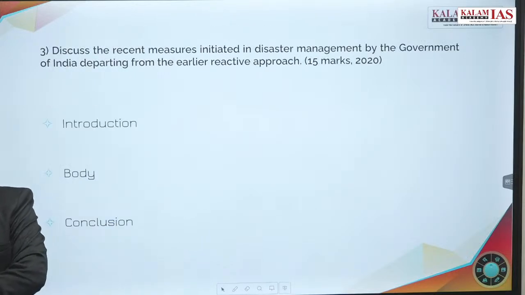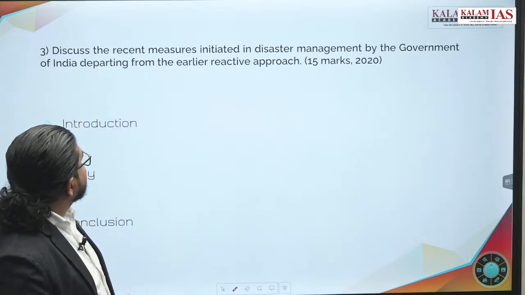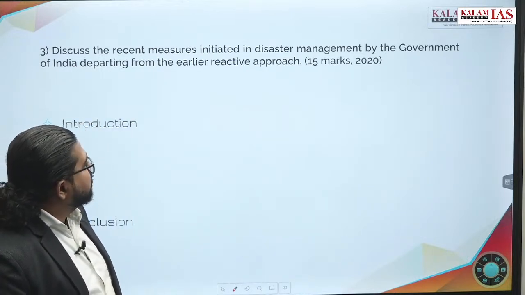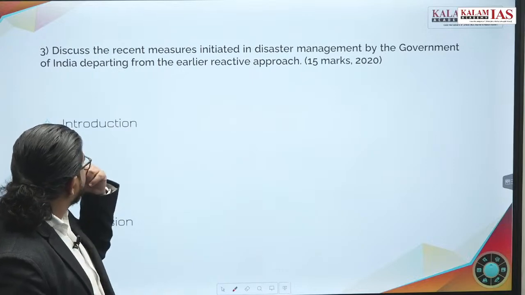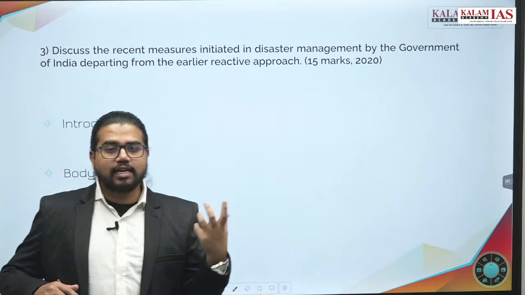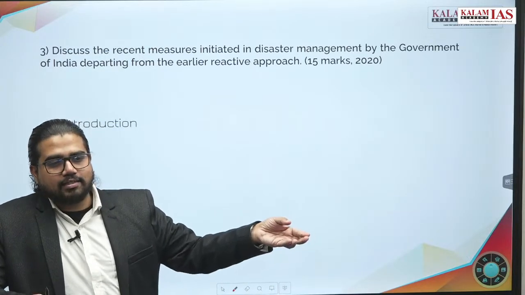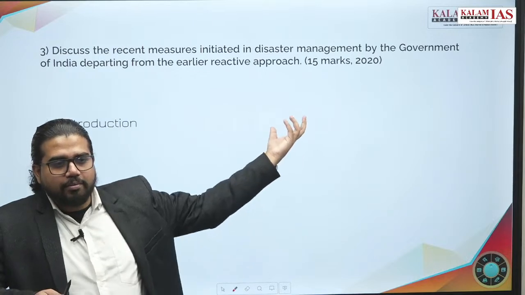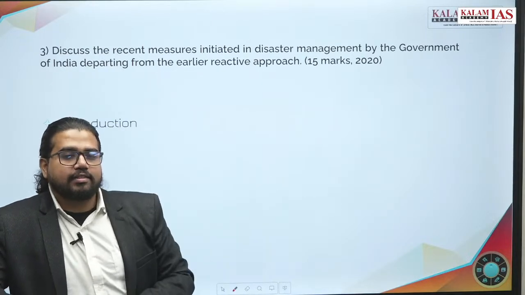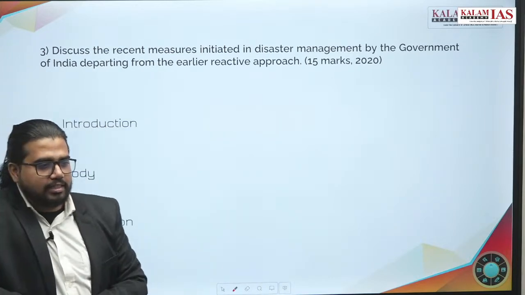So we have the third question. Discuss the recent measures initiated in disaster management by the government of India, departing from the earlier reactive approach. Here also, what is the challenge? It is a straightforward one question for 15 marks, so you need some content. So how do we work it out? Tell me how you address this.